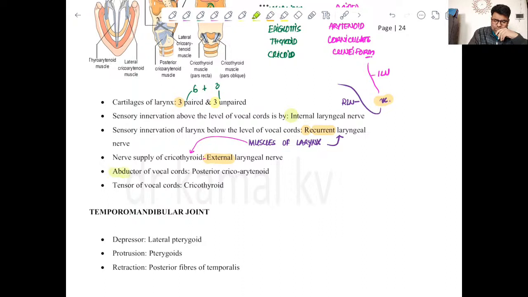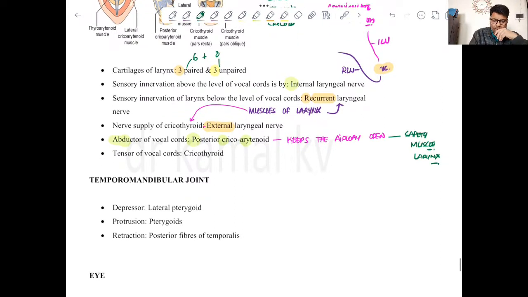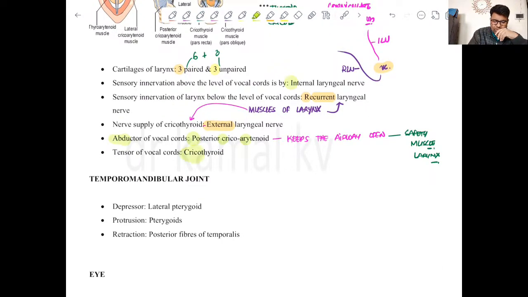Abductor of vocal cord is posterior cricoarytenoid, and it keeps the airway patent. Therefore, it is known as safety muscle of larynx. Clear? Just like we discussed genioglossus as safety muscle of tongue. Cricothyroid is tensor of vocal cord.